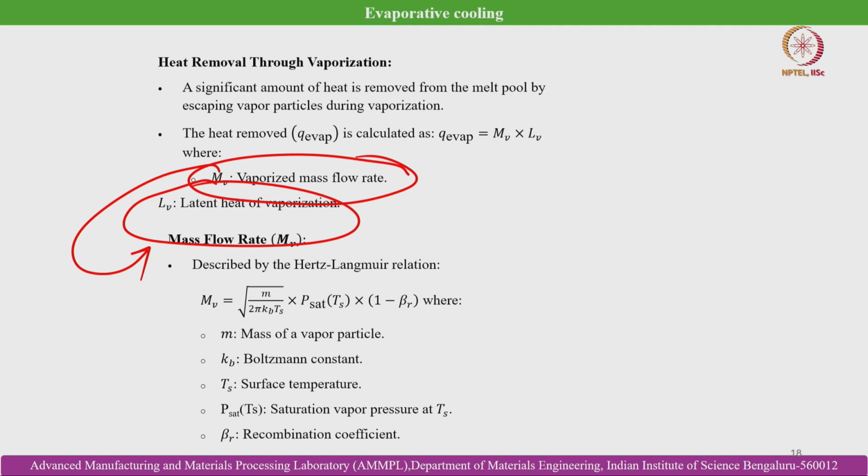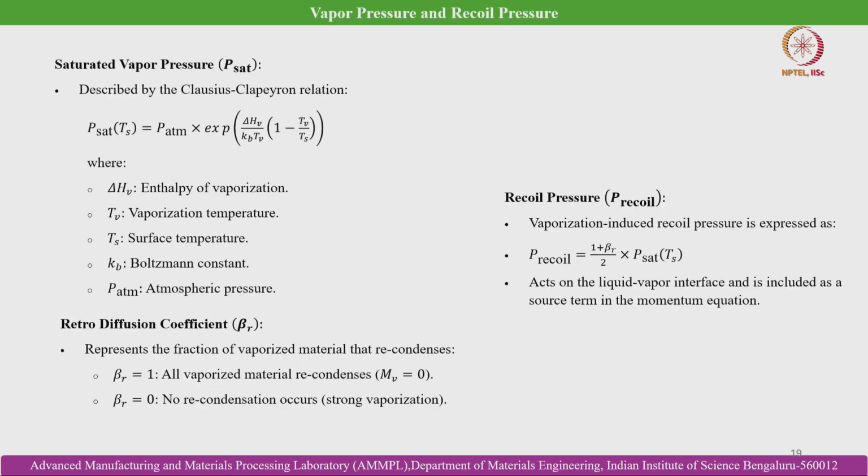It is described by the Hertz-Langmuir relationship, and what is that? The Hertz-Langmuir relationship says that mv is equal to the square root of (small m by 2 pi kb Ts) into P saturation at Ts into (1 minus beta r), where small m is the mass of a vapor particle, Kb is the Boltzmann constant, Ts is the surface temperature, P saturation at Ts is the saturation vapor pressure at surface temperature Ts, and beta r is the recombination coefficient. Okay. So these are the details of the mass flow rate calculation.